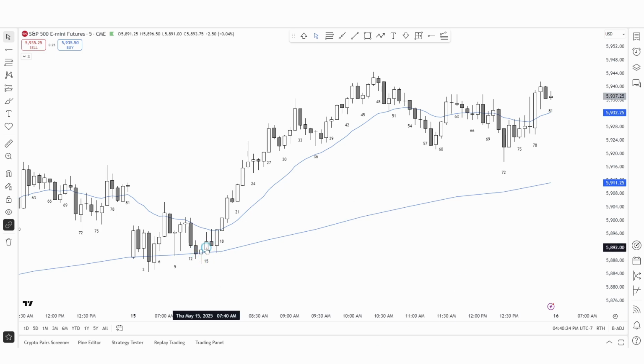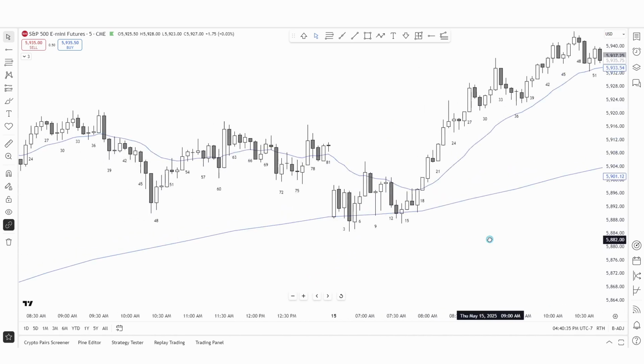Bar 15 rallies, but then sells off. So we know there's more sellers around bar 12. Bar 16, it has a tail, so it rallied and sold off. And this does look like it could be bearish.